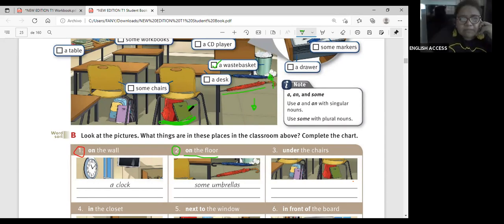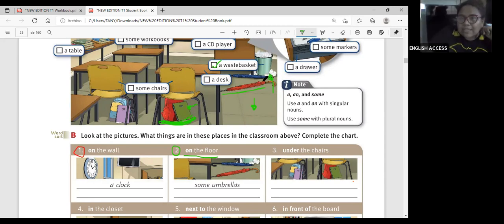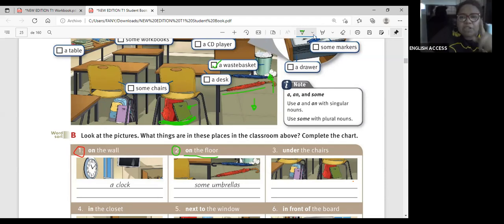What about this? CD player? No, the CD player is not on the floor. It's not on the floor. Some chairs? Some chairs are on the floor, yes. Some chairs. Okay, yes. Okay, let's continue with number three, Paula.